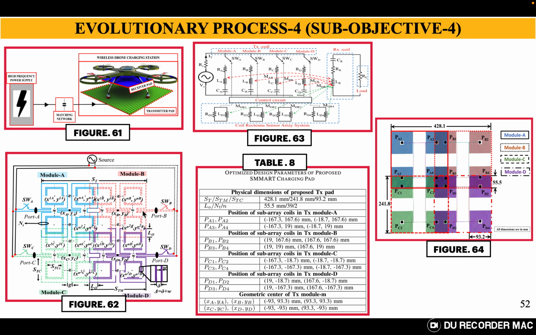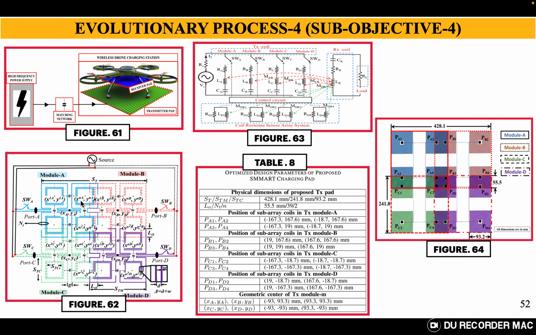You can see there are 4 modules: module A, module B, module C and module D. Module A is again a 2 by 2 array. Module B is again a 2 by 2 array. Similarly, module C and module D. All 4 modules are identical and independent. That means they are not connected with each other, but they are identical, meaning the resistance is identical to each other.